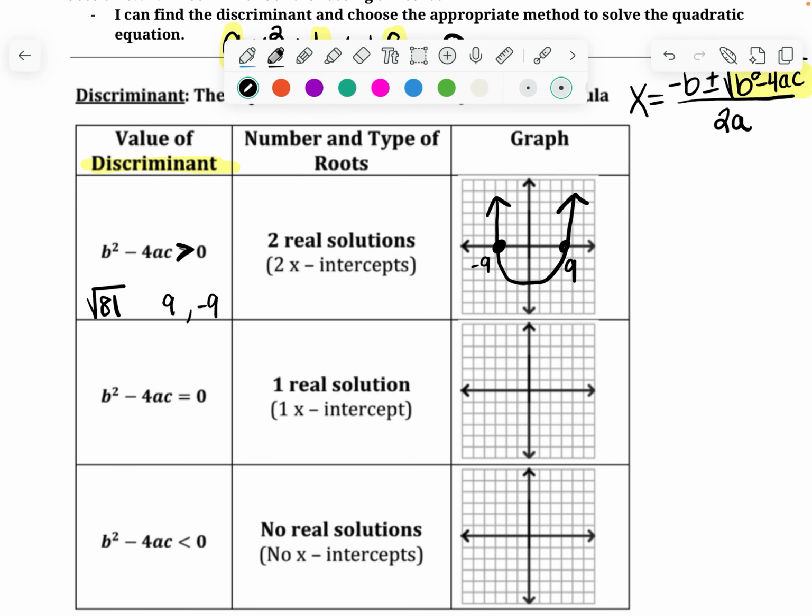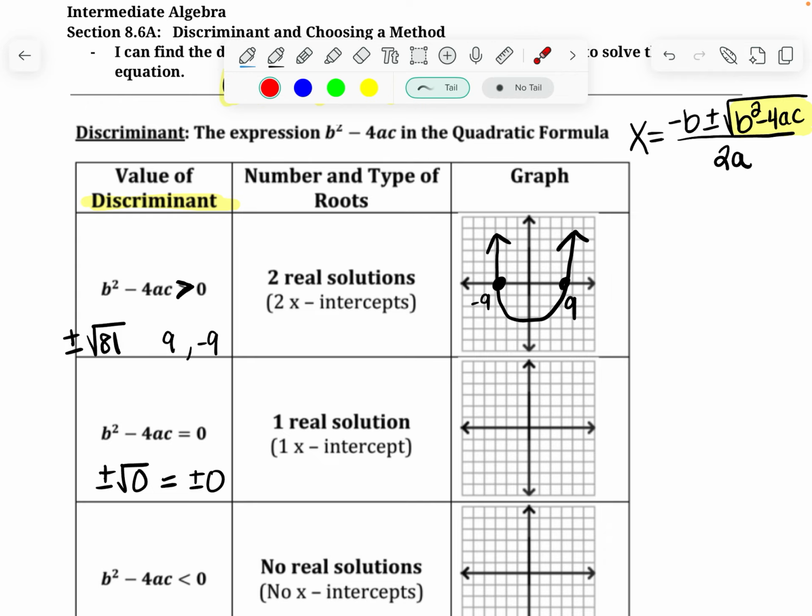Now, when we have the discriminant equals 0, then that means you're going to get plus or minus the square root of 0. But the square root of 0 is just 0, so you get plus or minus 0. So if the discriminant, the number under the square root, is 0, you're only going to get one x-intercept because the square root of 0 is 0. So then it's going to come down to whatever is in front.